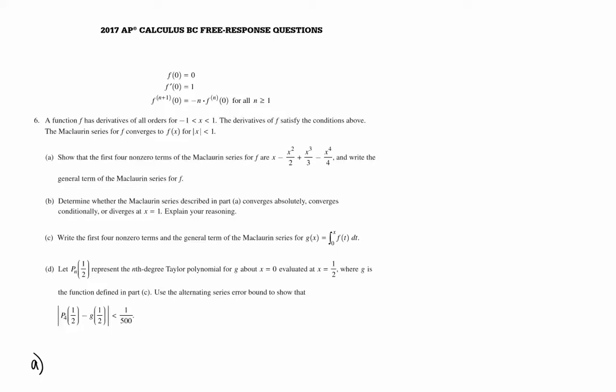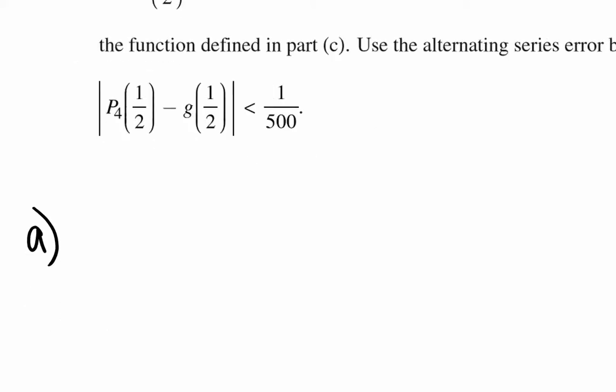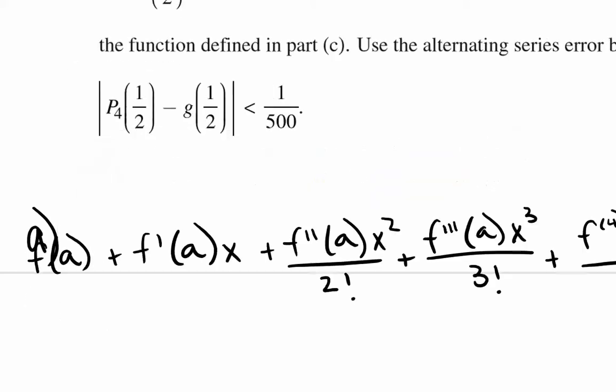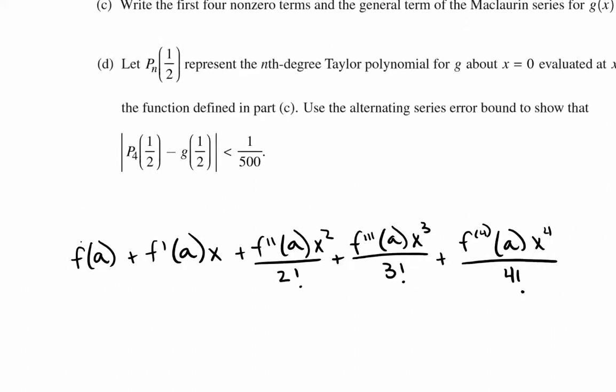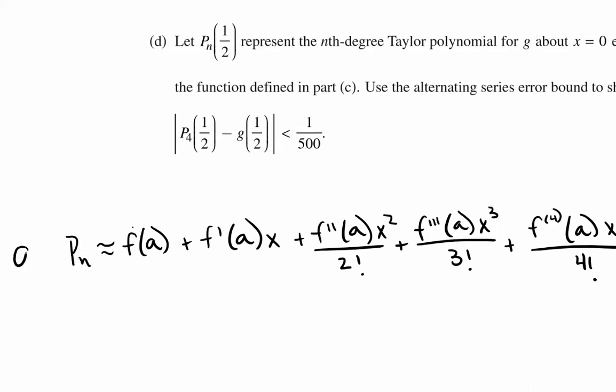So this is a video solution to number 6 on the 2017 BC Calc exam. Part A asks to show that the first 4 non-zero terms of the Taylor series are as given, and then to write the general term of the series. So we know, just in general for Taylor series, this is the basic formula right here. So P is then approximately whatever that is.